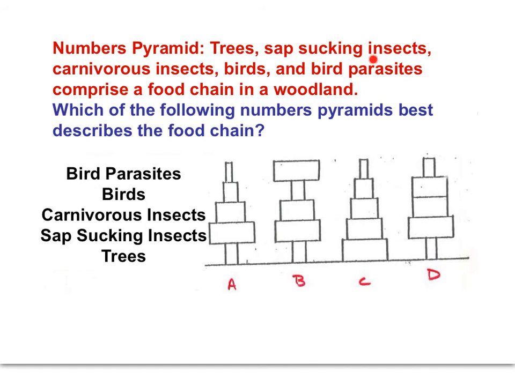Trees, sap-sucking insects, carnivorous insects, birds, and bird parasites comprise a food chain in a woodland. Which of the following numbers pyramids best describes the food chain? You can turn the movie off now or follow along with me. Pyramid B is correct. A few trees support the trophic level above. A very large number of small parasites feed from the larger organisms in the trophic level below.